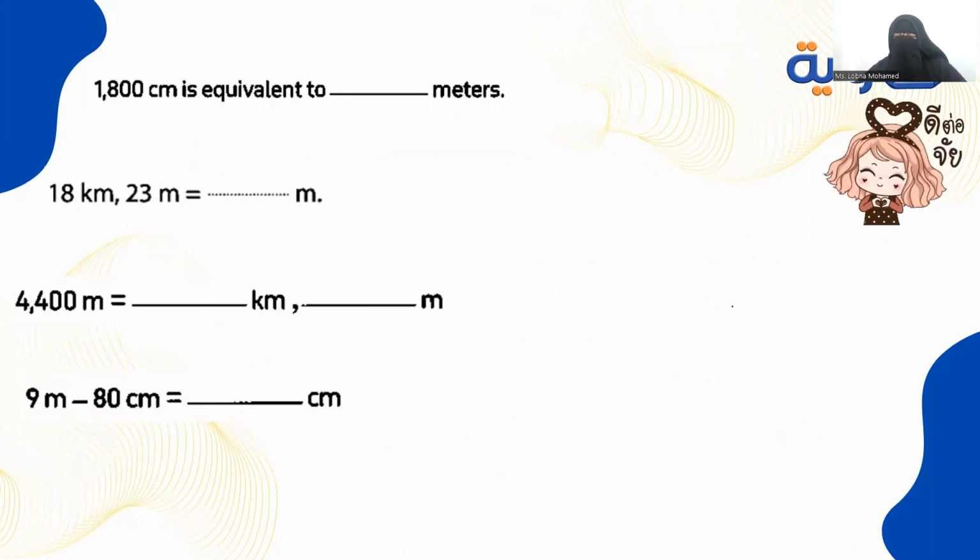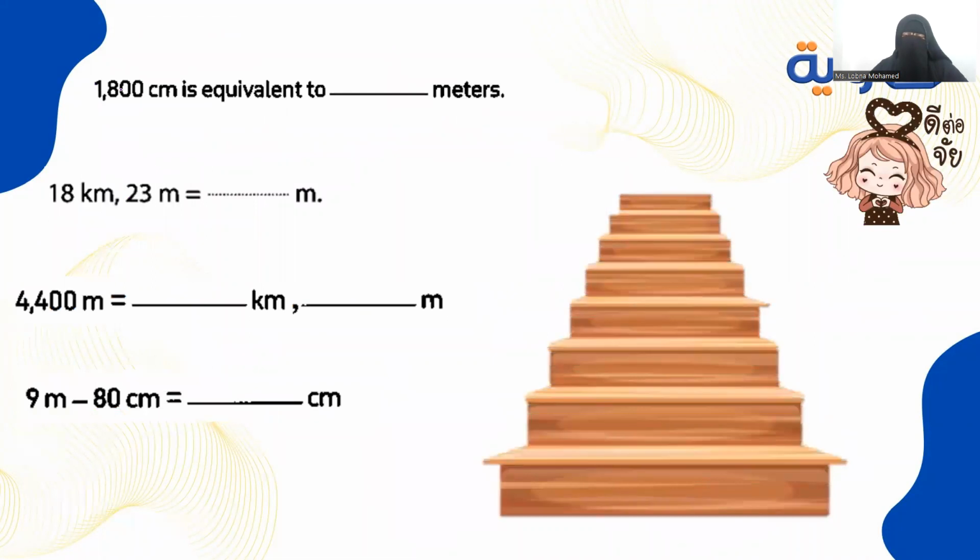Now let's play with another units, the units of measuring length. Oh, how can we change this one? 1,800 centimeter is equivalent to how many meters? Let me remind you at the first about the units of measuring length. Okay, the smallest unit is what? Is millimeter. So we can put it in the first step here of these stairs. In the next step, we have one unit, it's more or greater than this one, which is what?